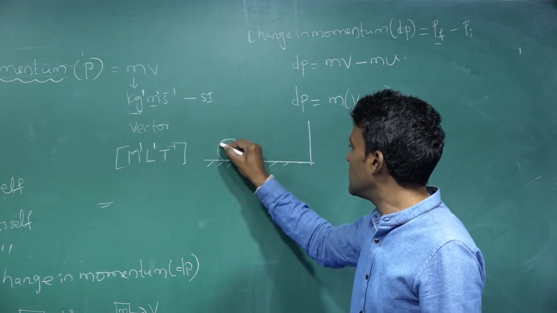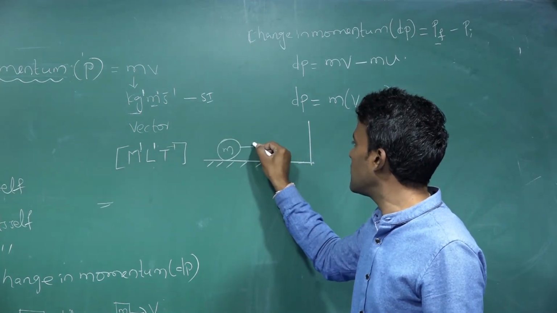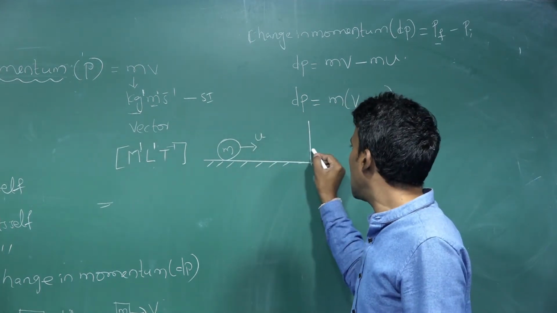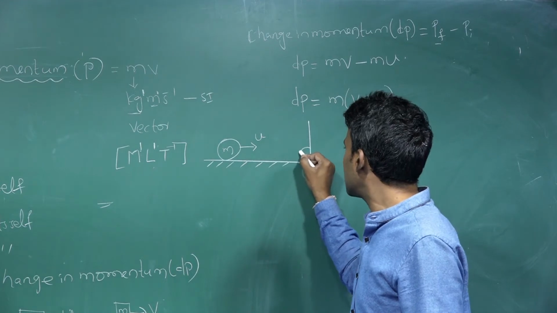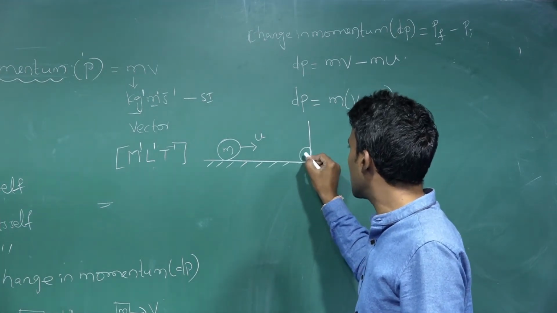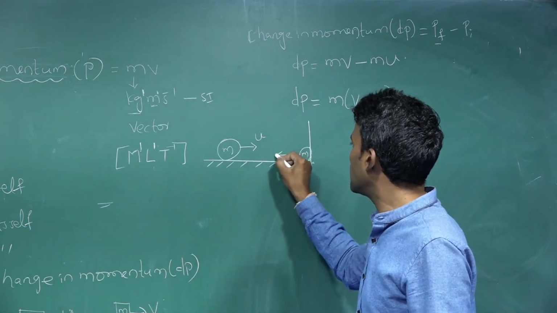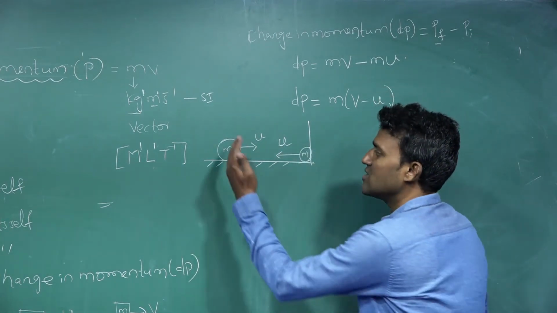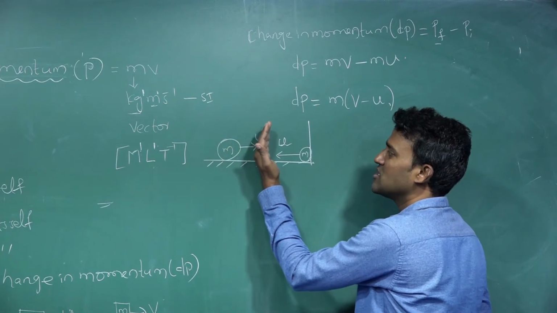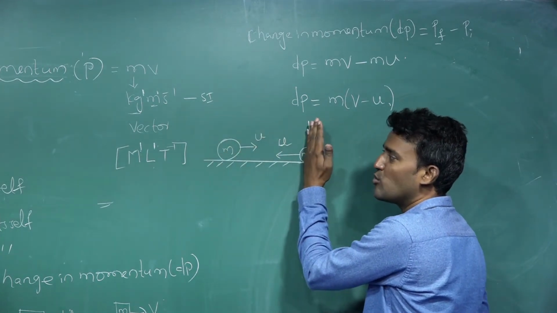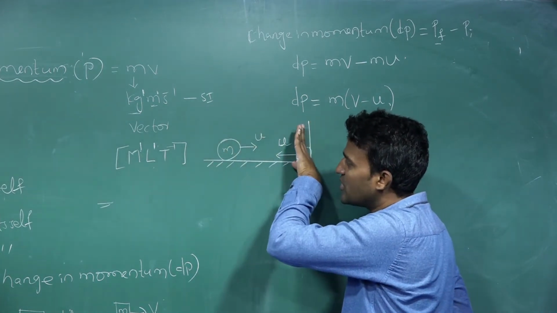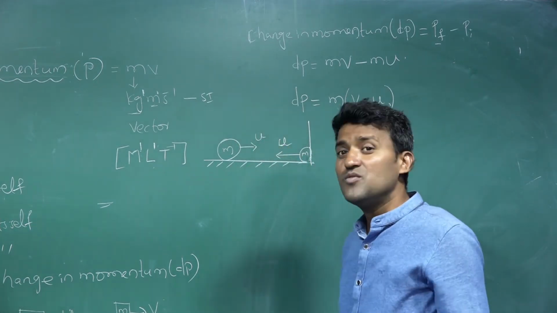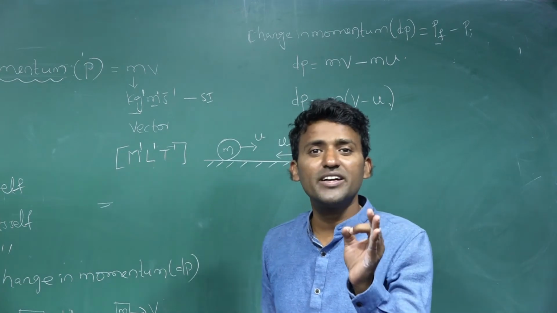Same now, if it rebounds. One ball, mass is m, is moving with a velocity u. When it touches the obstacle, it bounces back with the same velocity. The ball is moving in the forward direction, collides with the obstacle, and moves in the opposite direction with the same velocity.